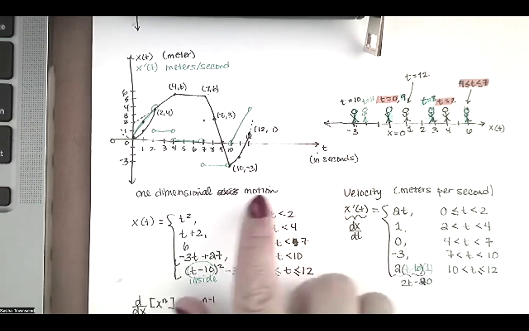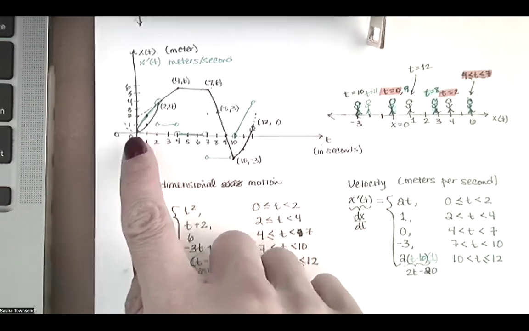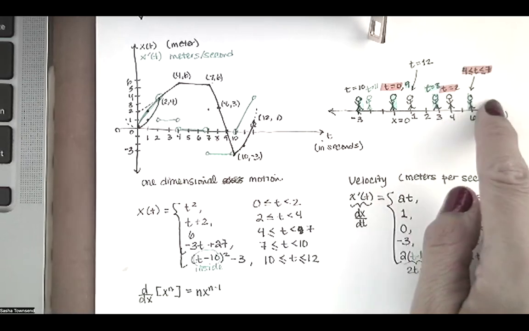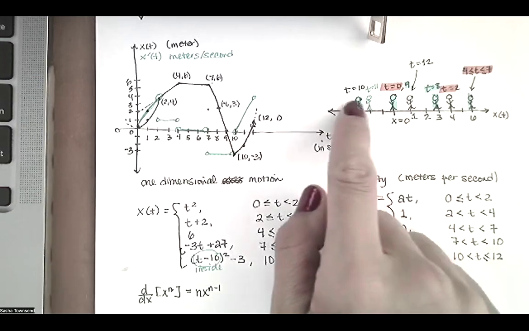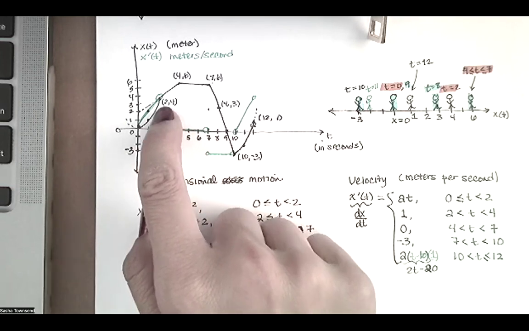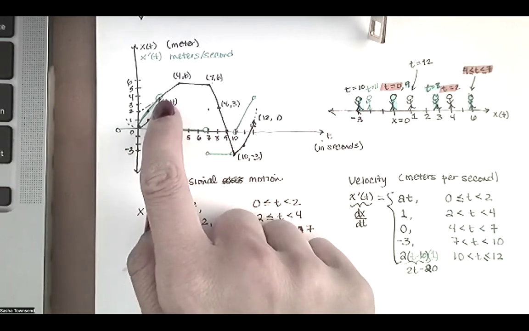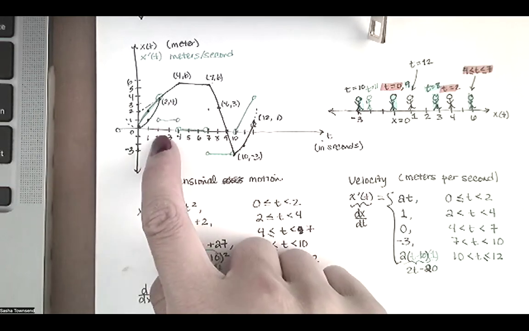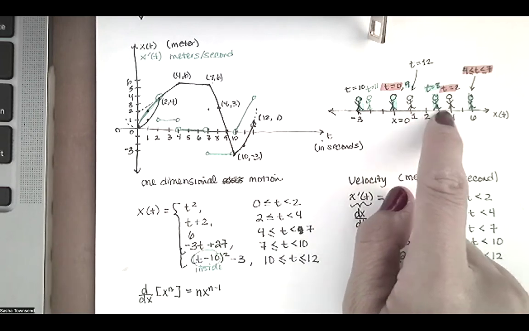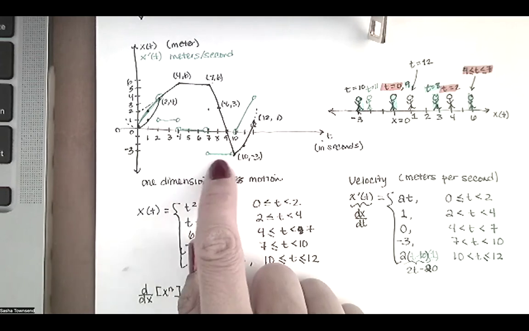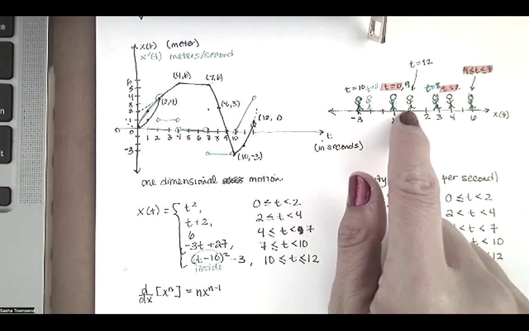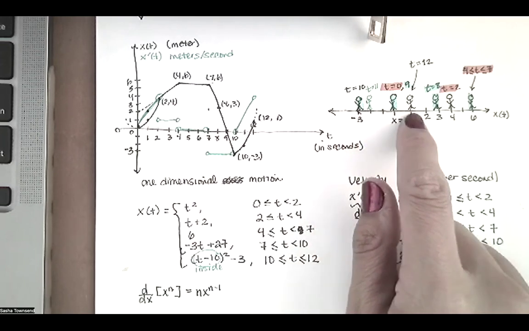So I hope that helps. I hope you can see that when the velocity is positive, we're moving in this direction. And when the velocity is negative, we're moving in the opposite direction. When that velocity is something other than a constant, the person is actually speeding up. So from t equals 0 to t equals 2, he's speeding up. He's going from here all the way to here. And then from t equals 10 to t equals 12, he's also speeding up. He's going from here to here, very close, and his speed just keeps increasing.